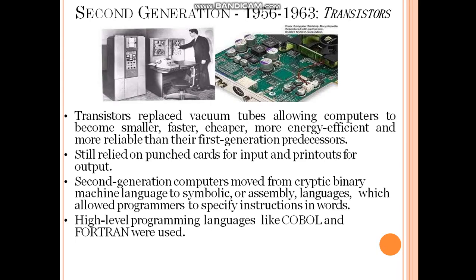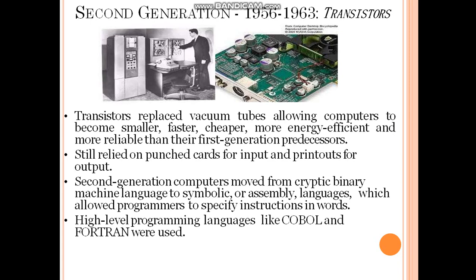So the next is second generation, that is between 1956 and 1963. Now we are going to use transistors instead of vacuum tubes. Transistors replaced vacuum tubes, allowing computers to become smaller, faster, cheaper, more energy efficient and more reliable than their first generation predecessors.